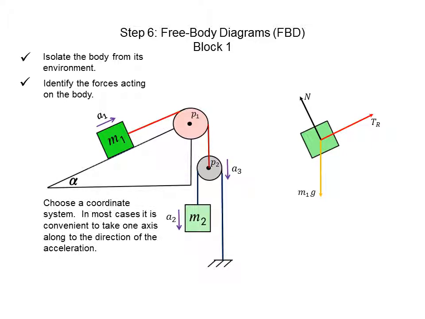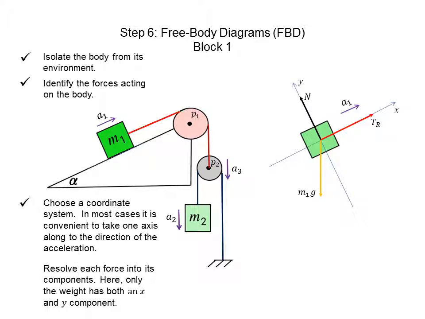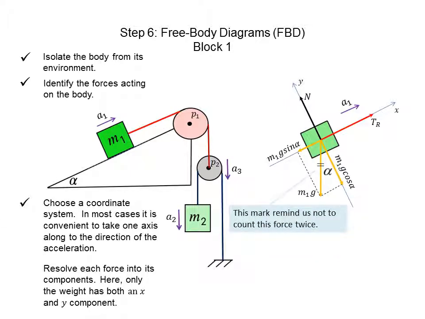Choose a coordinate system. In most cases it is convenient to take one axis along the direction of the acceleration. Resolve each force into its components. Here, only the weight has both an x and y component. This mark reminds us not to count this force twice.